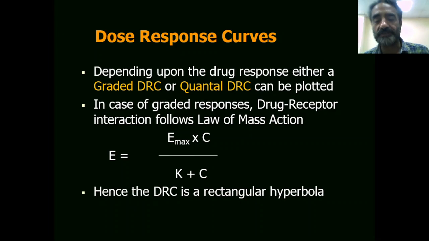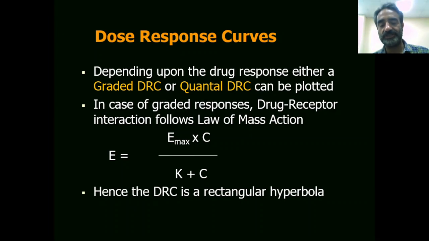In case of graded responses, the drug receptor interaction, it follows law of mass action. Now, law of mass action, you probably know this already. In any kind of reaction, the velocity of reaction, it depends upon the concentration of the reactants. So that is what is law of mass action. So as the concentration of either any of the reactant increases, the reaction velocity increases.